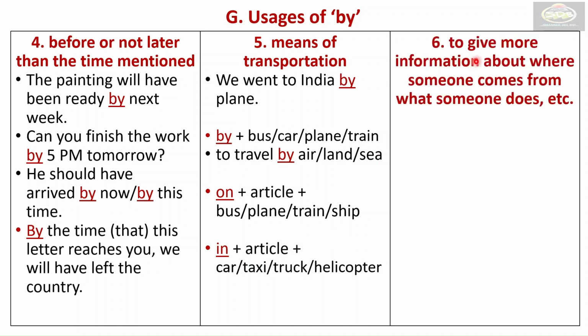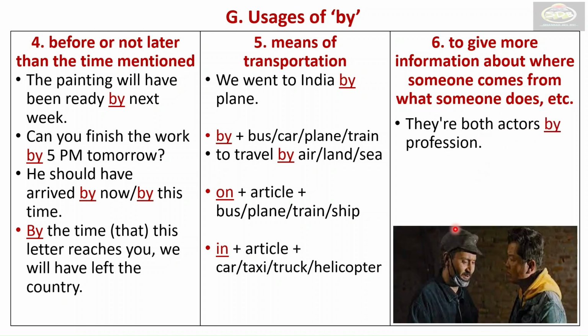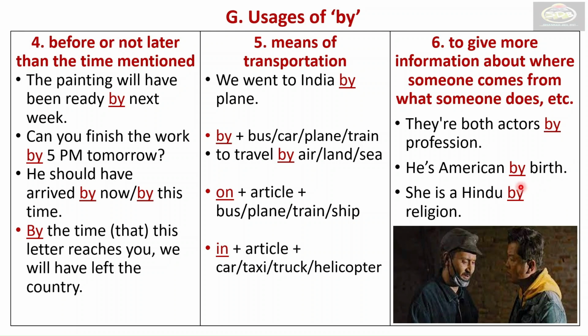Next use, to give more information about where someone comes from, what someone does, etc. Example, they are both actors by profession. By profession. He is American by birth. Giving more information about his origin, about where he comes from. He is American by birth. She is a Hindu by religion.